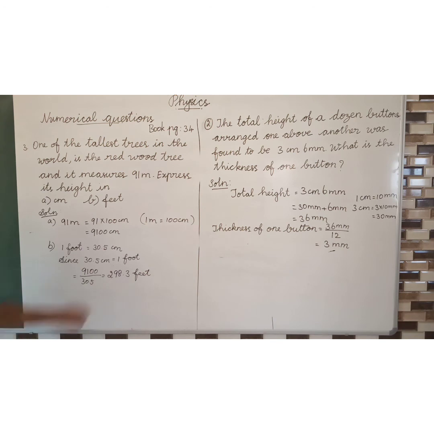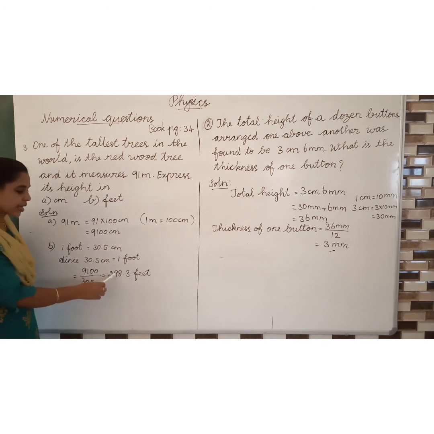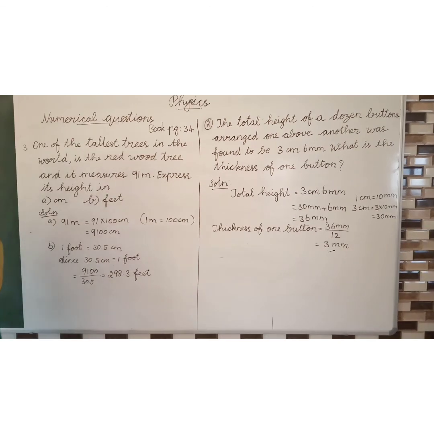Listen, second question: express its height in feet. 1 foot is equal to 30.5 centimeter. Since 30.5 centimeter is equal to 1 foot, we have to find how many 30.5 centimeter are there in 9100 centimeter. So we have to divide these numbers. 9100 divided by 30.5 is equal to 298.3 feet.